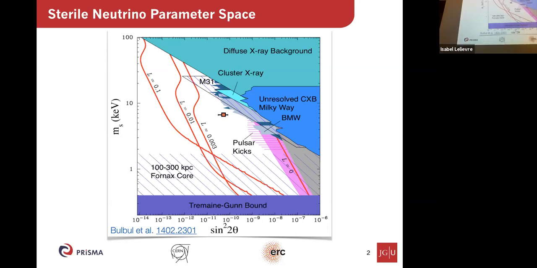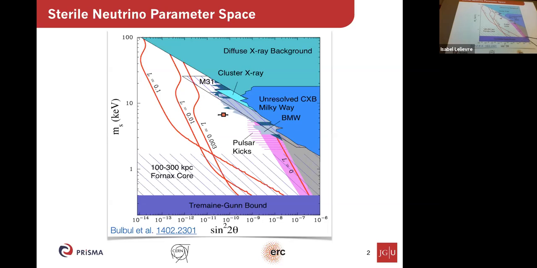So the horizontal axis here is the mixing angle. And if you look at the scale here, it goes from 10 to the minus 40 to 10 to the minus 6. So these are really extremely small mixing angles. That's needed because if the mixing angle was too large, we would either overproduce dark matter or it would decay too fast. And the mass range here is precisely the keV range that I promised you.